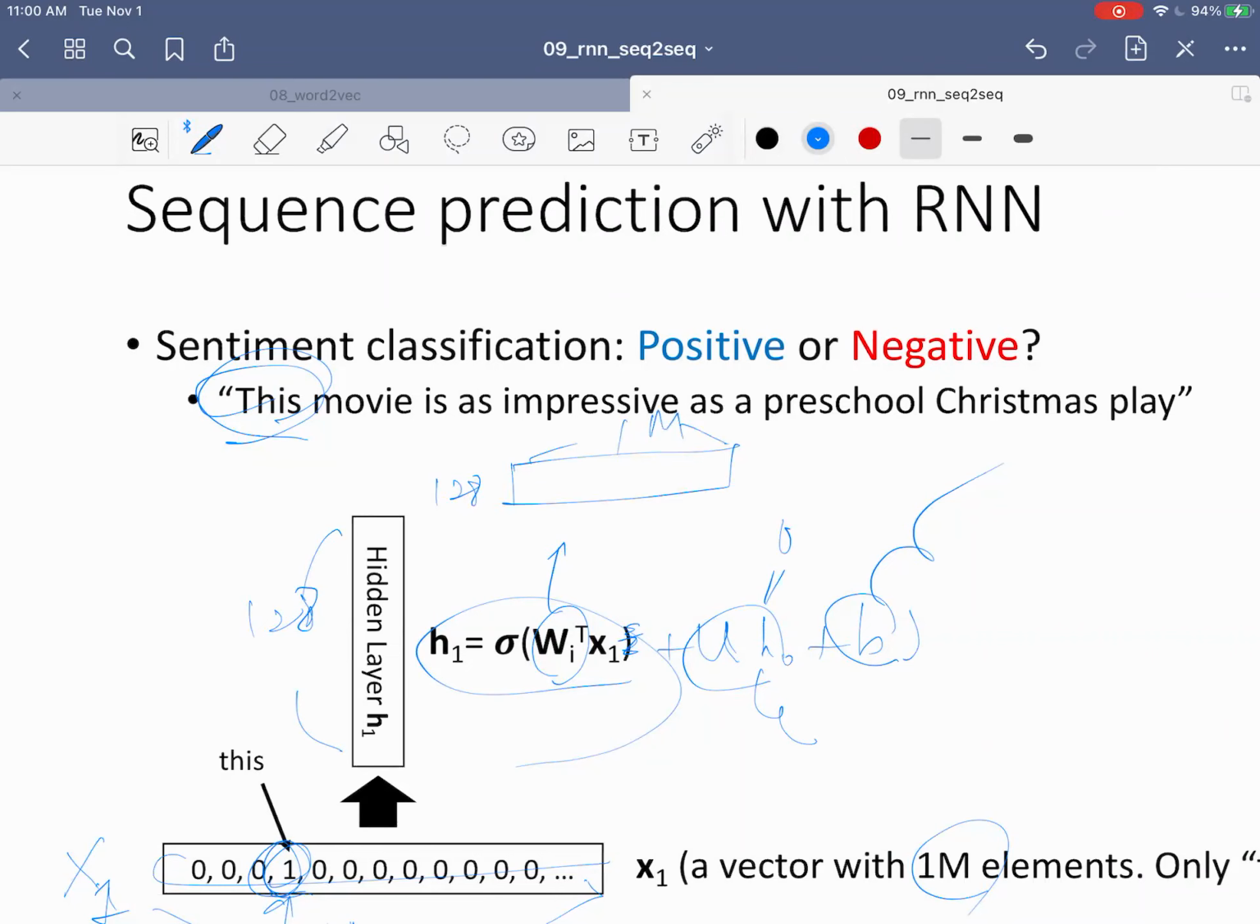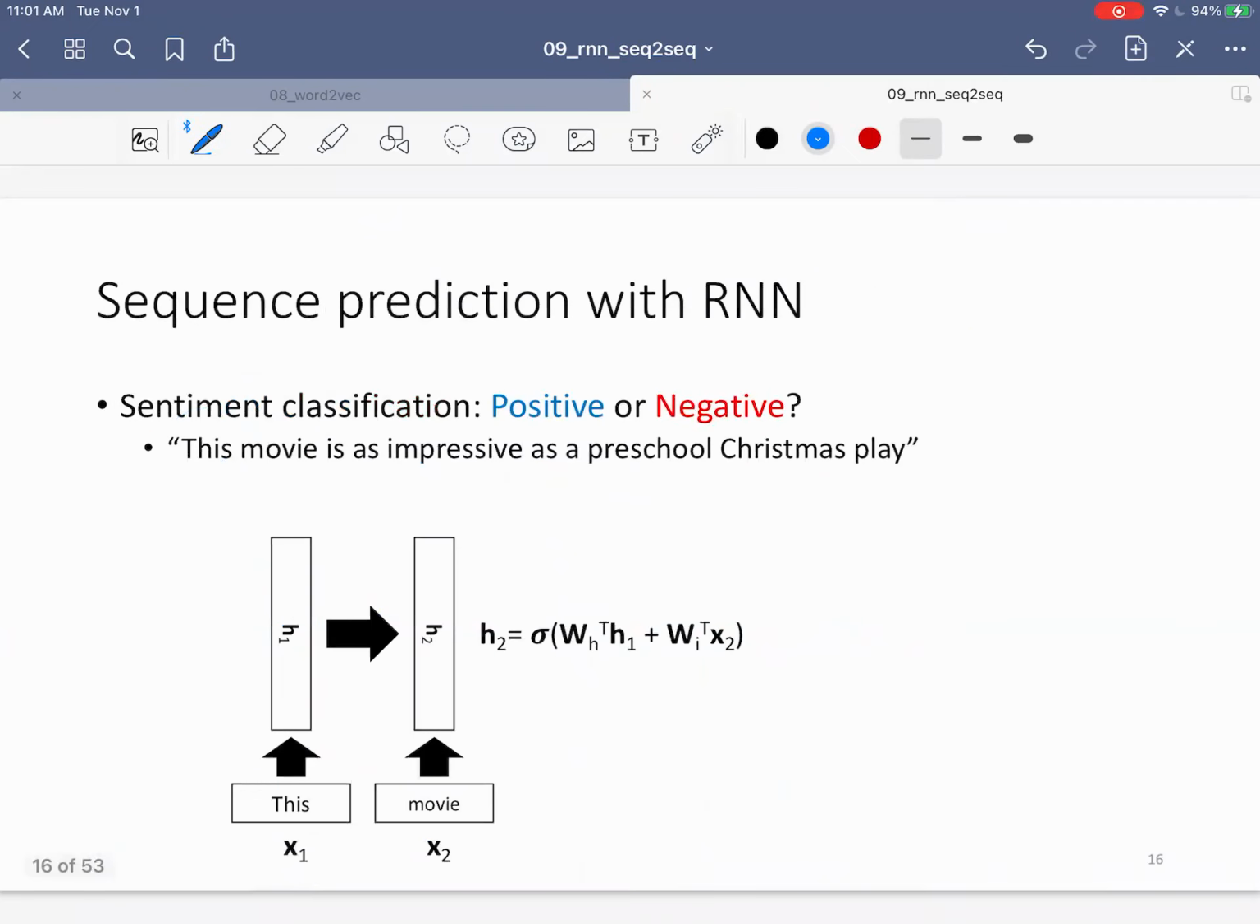Then you do an inner product between your weight matrix W and your one-hot vector X1, and you get a 128 dimensional output. Then you put it through a nonlinear activation function, and you get your H1. That's your first time step. For the second time step, you do the same thing: you represent your word movie as a one-hot vector.